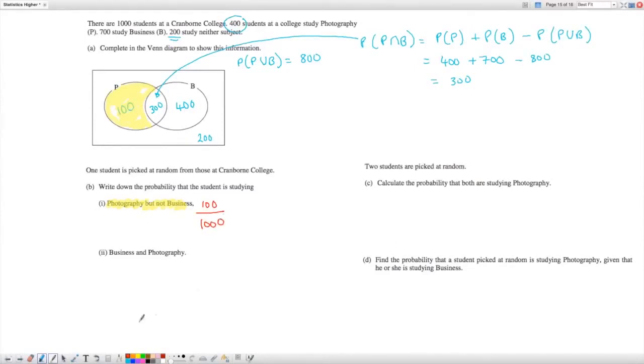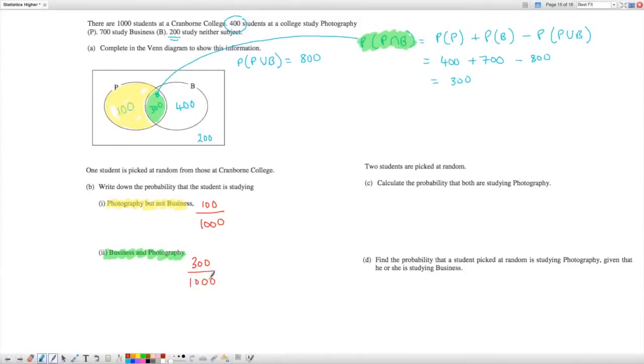We're then asked the probability that the students study both business and photography. This is the same as this here, which is the part in the middle, which in this case is equal to 300 divided by 1,000.